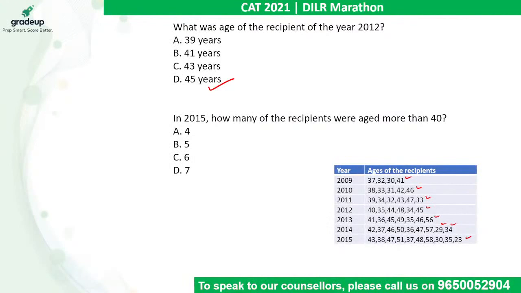In 2015, how many of the recipients were aged more than 40 years? 2015 में कितने लोगों की एज 40 से ज्यादा थी? So count this: 1, 2, 3, 4, 5. So there are 5 such people. There are 5 people whose age is more than 40 years in 2015. ठीक है? Let's do the next one.